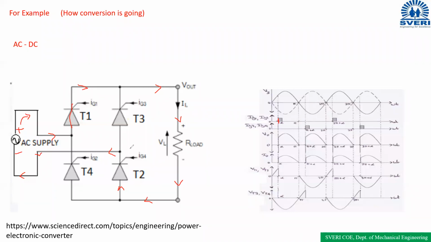Here T3 and T4 are in the off condition, because we have not given any gate pulse. And at the same time, reverse voltage is applied across these devices. That's why T3, T4 are off and T1, T2 are on.